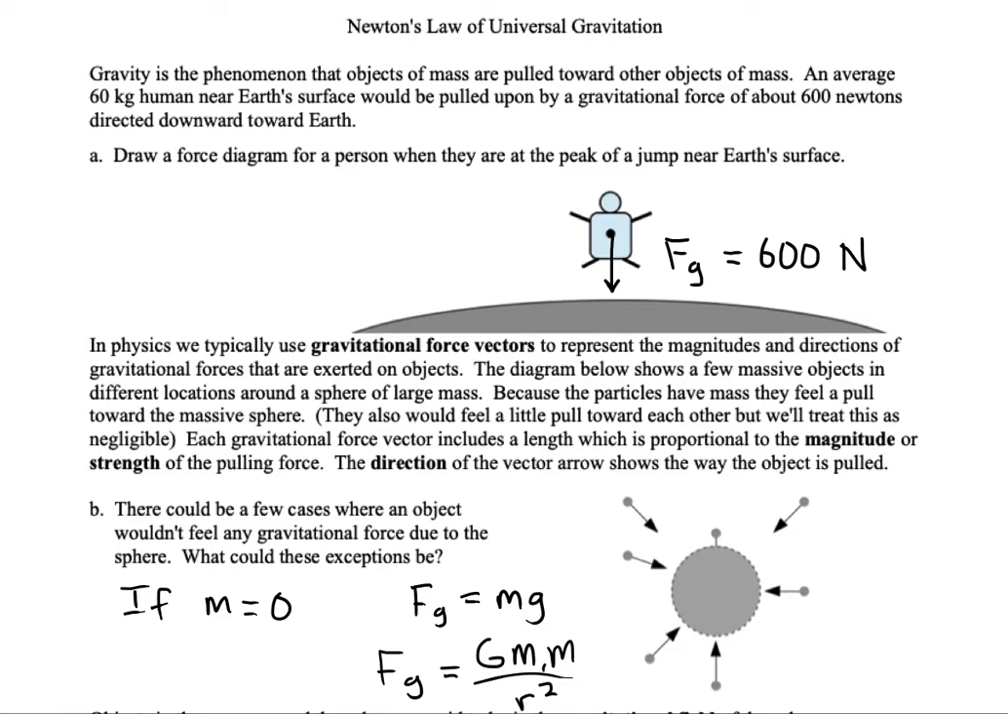There's one other way, though, that masses won't feel any gravitational force, and that's if the r distance from the object exerting the force were infinity. If we make that denominator infinitely big, then the gravitational force also becomes 0. So that would be a mass which is way out there as r goes toward infinity. The gravitational force becomes 0.